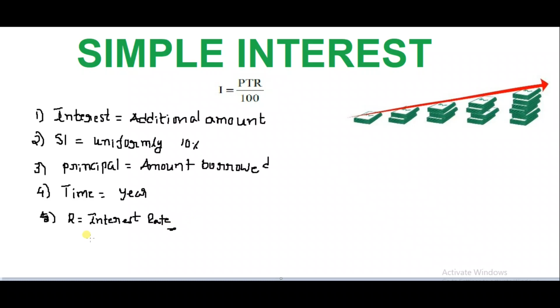Next, last one, amount. What is amount? Amount equal to principal plus simple interest or compound interest. Amount is always principal plus interest. Amount means the amount of money you borrowed from the bank plus the extra money, interest, you have to pay. So amount equal to principal plus interest.